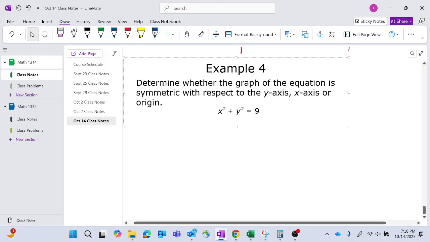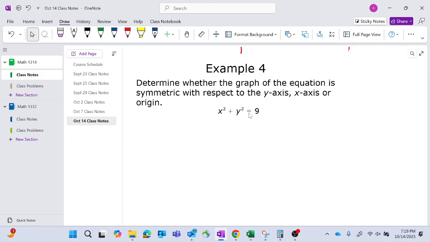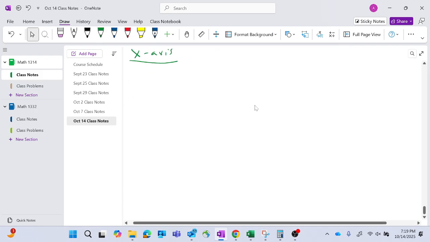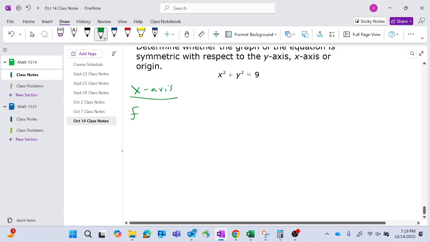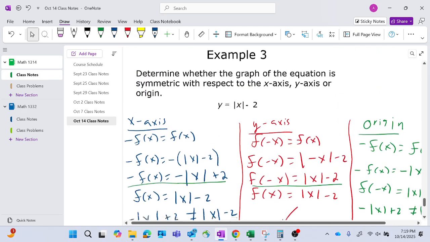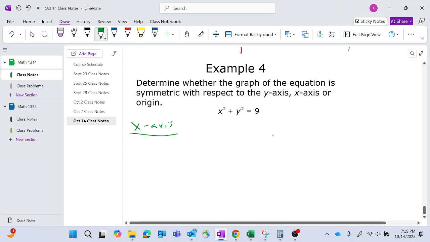Example 4. This is not a function because it fails the vertical line test. So this is possible to be symmetric over more than just one way. Okay, so let's check all of them again, because we have to for this case. For the x-axis, in this case, we need f of negative x equals f of x.